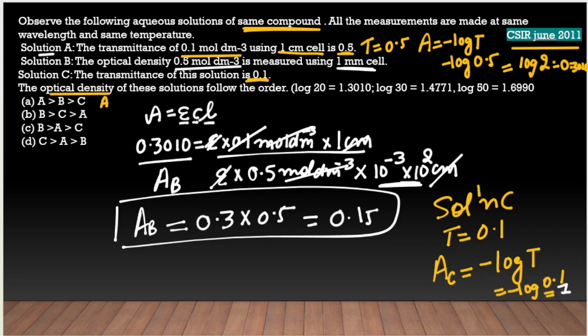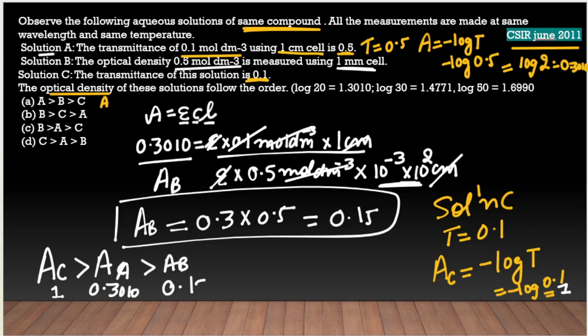So that means we are seeing that the absorbance is maximum for solution C, followed by solution A, which has the value of 0.3010, and the least value we have is for solution B, which is 0.15. So the data was according to this. We have C greater than A greater than B, so D becomes your correct answer. Okay, so this was the concept behind it.